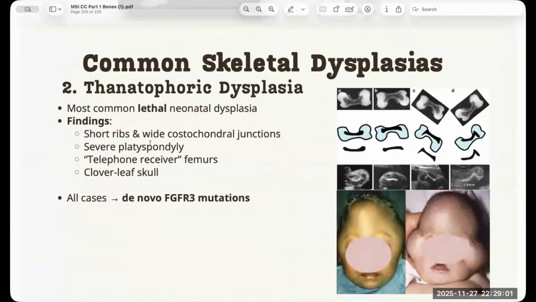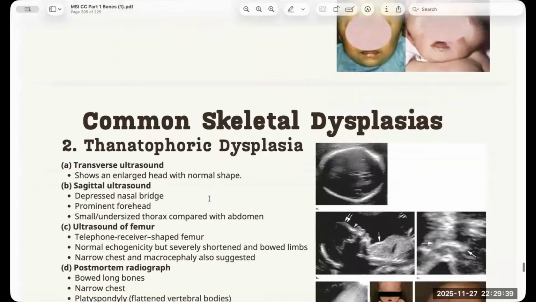The second one is thanatophoric dysplasia. It's the most lethal neonatal dysplasia. Findings are short ribs and wide costochondral junction. This of course affects the heart and lungs. Severe spondylo and telephone receiver femurs, such as these, because they look like a telephone. Okay, so in this image, clover leaf skull, as shown here. So it looks like a clover leaf with 4 leaves. Okay, and in all cases, there's a de novo FGFR3 mutation. So this mutation is super important to memorize. Okay, in these dysplasias.